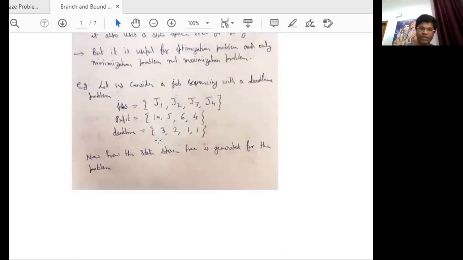First, I am taking an example. Let us consider a job sequencing with deadlines problem. Here the jobs are given as job 1, job 2, job 3 and job 4, denoted by J1, J2, J3 and J4. The second thing given is profit. The values are 10, 5, 6 and 4. The deadlines are given as 3, 2, 1 and 1. Suppose this is the given problem, that is the job sequencing problem. Now, how is the state space tree generated for the above problem?